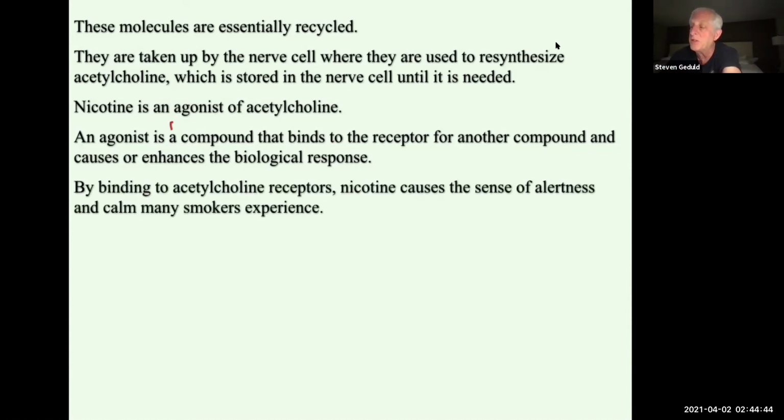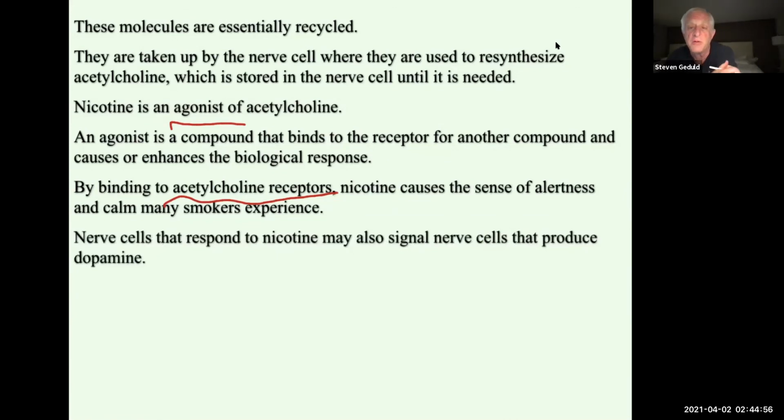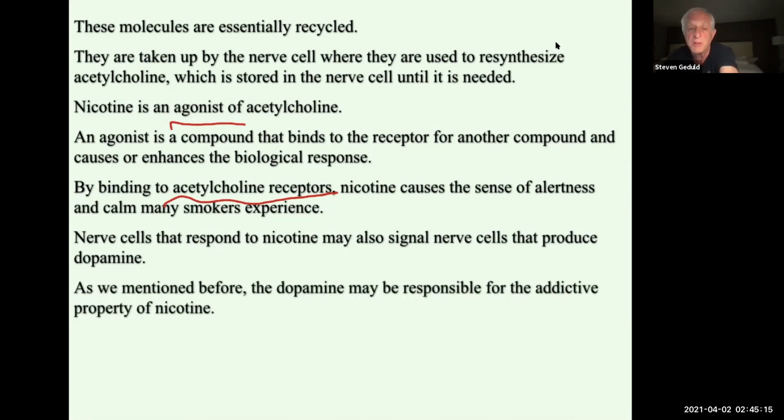By binding to the acetylcholine receptors, nicotine causes the sensation of alertness and the calm many smokers experience. That's what makes nicotine so addicting. Nerve cells that respond to nicotine also signal nerve cells that produce dopamine. So besides just enhancing the effects of the acetylcholine, making the patient more alert, more ready for things, it also releases dopamine, which causes a satisfied feeling in the brain. Dopamine is responsible for the addictive property of nicotine.